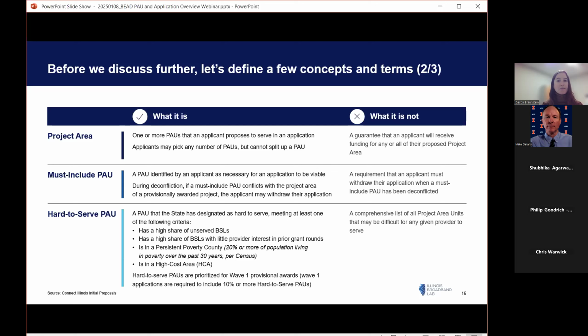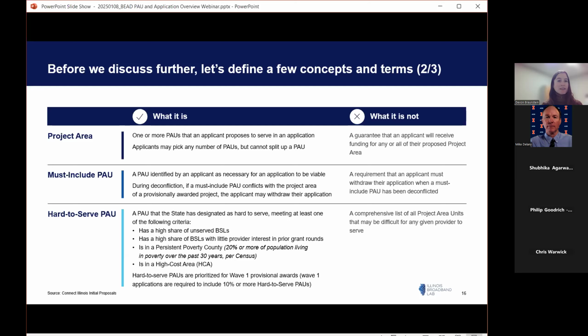Next term is called the must include PAU. Closer to the application launch, we will have a project area selection tool where you can actually indicate which PAUs are considered must include or must have. And this means that you need this PAU as part of your project for it to be either financially viable, technically viable, or for some other reason. And this will come into play during deconfliction.